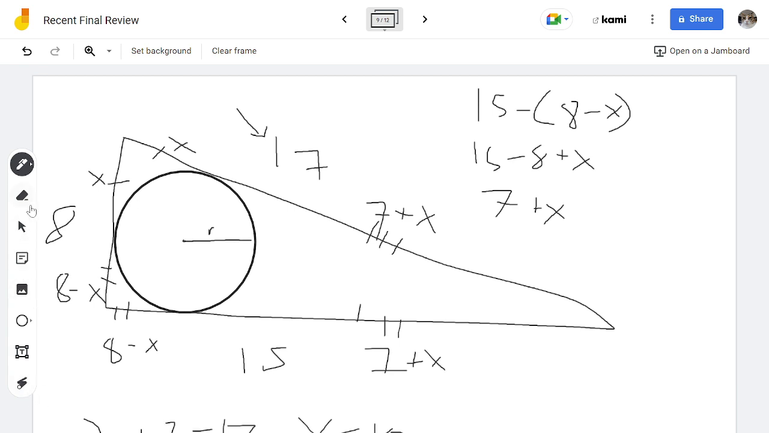That's a miscalculation on my part. x is not 10, x is 5. So if you know x is 5 here, then we know that both of these are 3, because 8 minus 5 is 3.